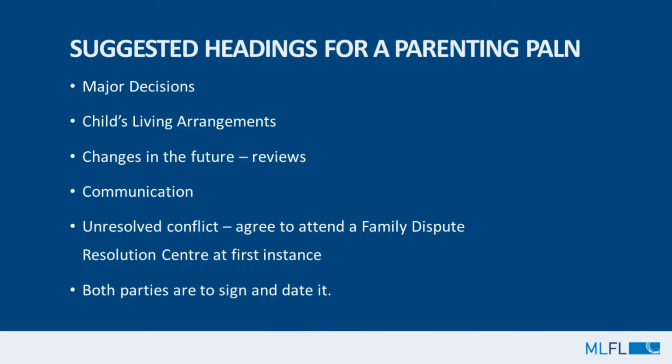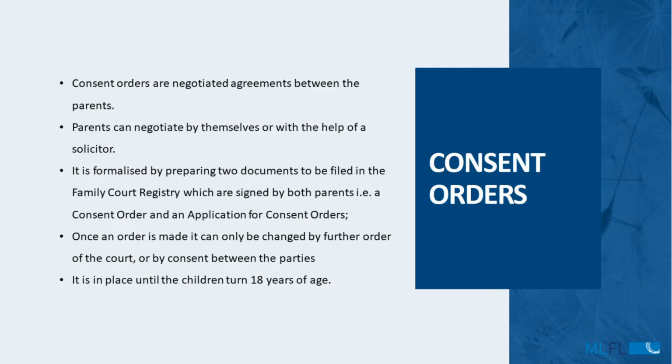So just moving on to consent orders then, what are they? They are negotiated agreements between the parents, and that is therefore similar to a parenting plan in that respect. Parents can negotiate by themselves or with the help of a solicitor. Once they have reached agreement, it does need to be formally documented, and that's done by preparing 2 documents.